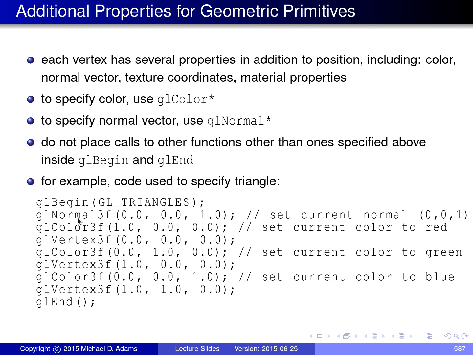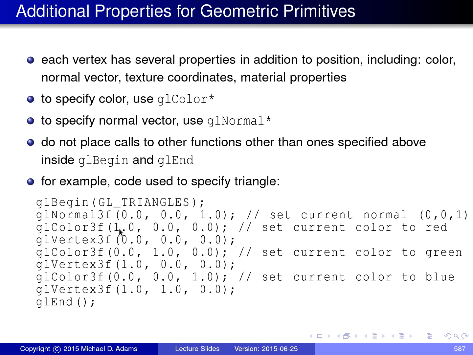So before we specify the first vertex, we call glNormal to set the current normal. So the current normal vector is set to 0, 0, 1 for its x, y, z components. So it's a vector pointing straight up in the positive z direction. Then we set the current color to be 1, 0, 0 in the RGB color space. So this is going to be bright red.